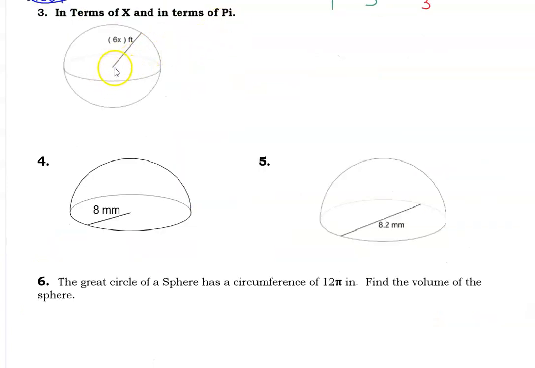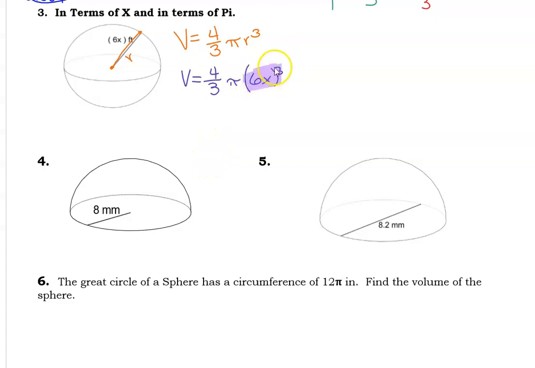Okay, number 3. Now this one has a weird little radius, but it's still a radius because it goes from the center out to the edge. So that's going to be my r. So for my volume equation, 4/3 pi r cubed, that's my equation. In place of r, I'm going to put in 6x. So volume is equal to 4/3 pi. In place of r, I'm putting 6x, and then cubing it. So let's go ahead and simplify this.